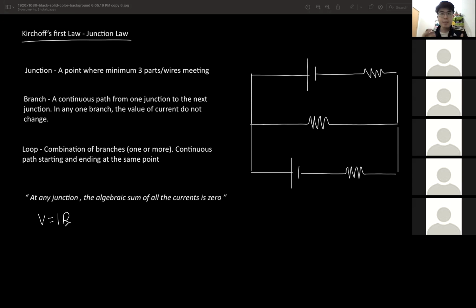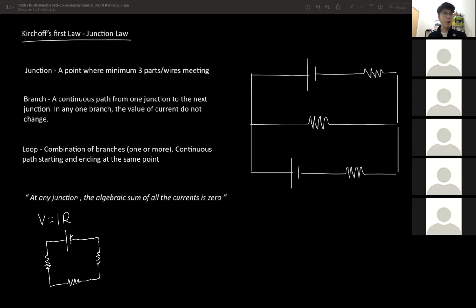For a simple circuit. So the circuit has to be simple, like you have one power supply, and a series or a parallel arrangement. You can calculate the current and the voltage using a simple formula, Ohm's law. Now, what if we are given a very complex circuit?